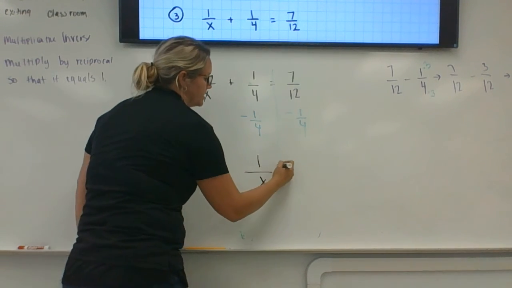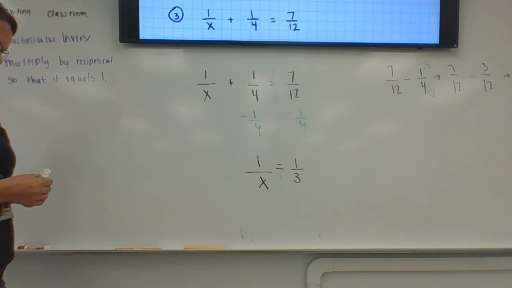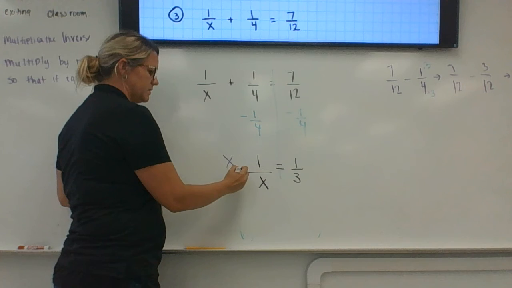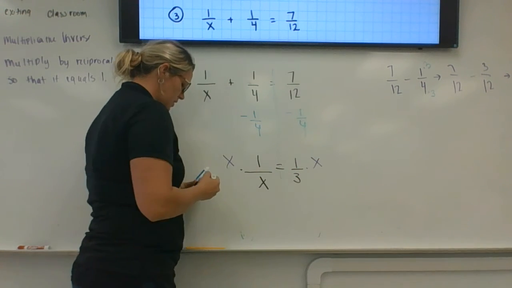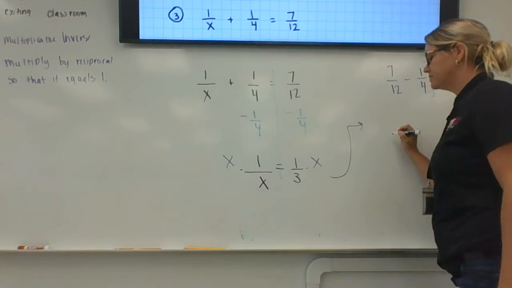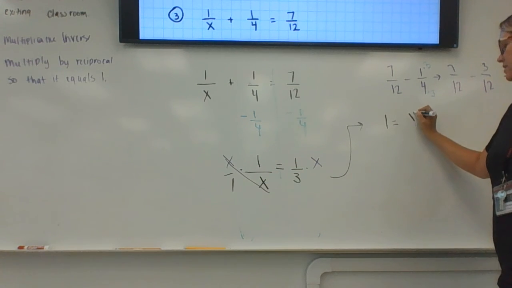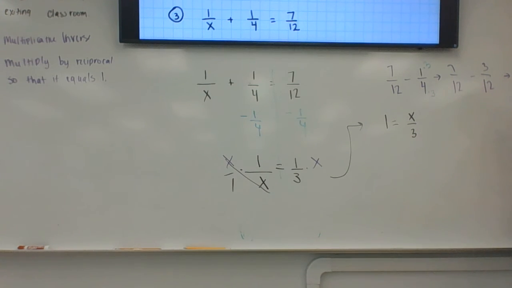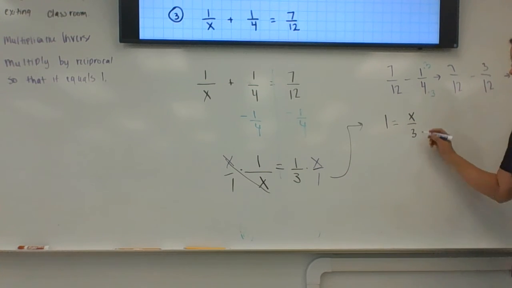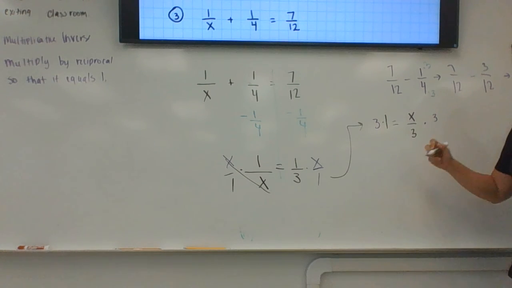So now I have 1 over x equals 1 over 3. And so when your x is in a denominator, you kind of have to go out a long way. I'm going to start multiplying both sides by x to get it out of the denominator. That'll cancel it here, leaving 1 equals x over 3. 1 over 3 times x over 1, x over 3. Last step. And it turns out x is 3.